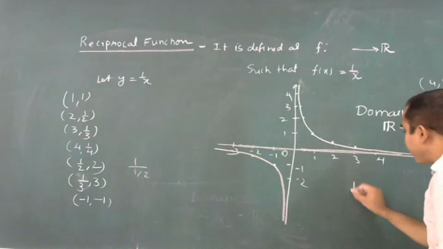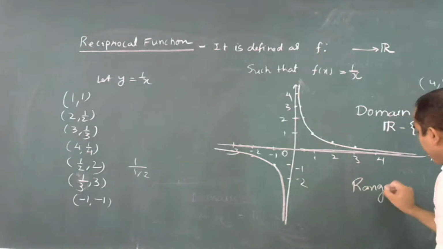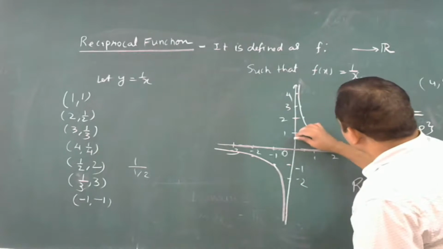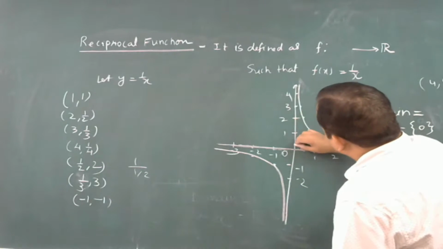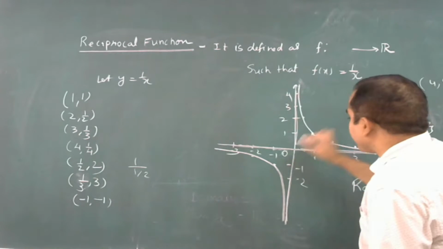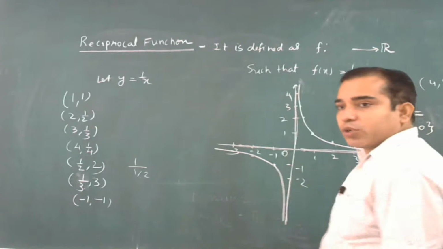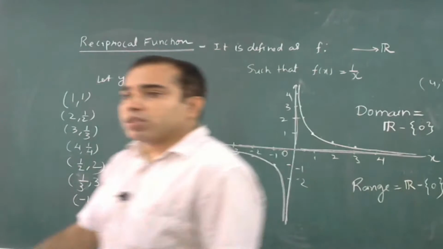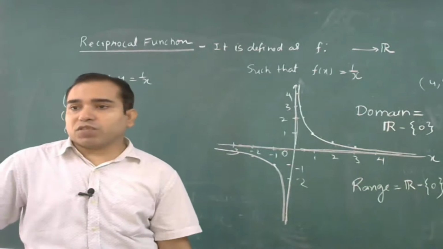Range, what should be the range? Same logic you apply, drop the perpendiculars on y-axis. If you drop the perpendiculars on y-axis, every point of positive y-axis will be covered except 0. Similarly, every point of negative y-axis will also be covered except 0. So range here is, you are right, many people have written the answer R minus {0}. So this is the domain and range of the inverse function.